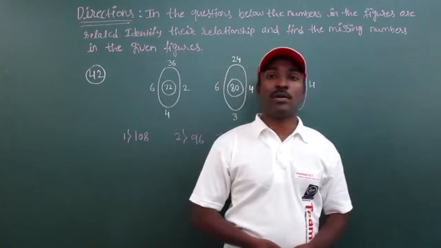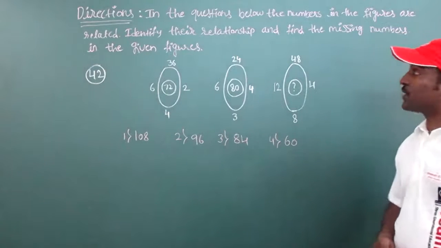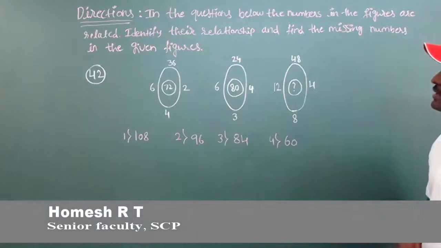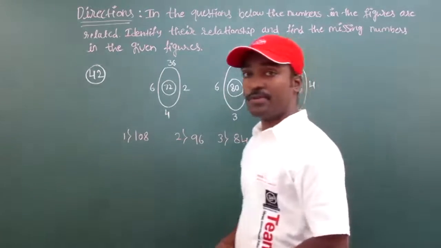Well friends, here is problem number 42. Before going to the problem, I will read the given direction. In the questions below, the numbers in the figures are related. Identify their relationship and find the missing numbers in the given figures. So we have to find the missing number.